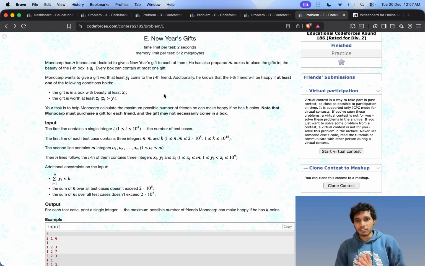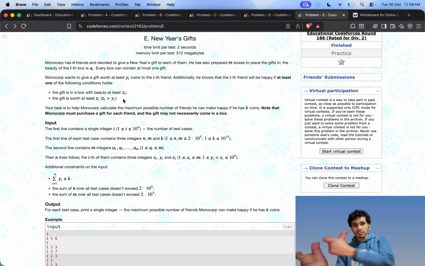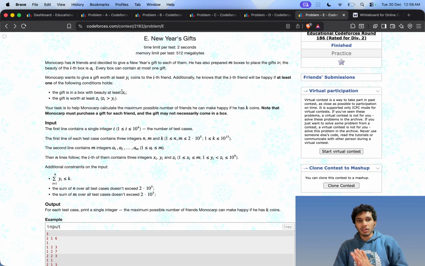Okay, so there are two conditions for a friend to be happy. The first condition is that he has yi coins at least. He will be given yi coins later on if he receives a gift worth zi, where zi is greater than yi. So he requires extra zi minus yi coins to be happy, or he requires a gift with beauty at least xi. Your task is to help Monocarp calculate the maximum possible number of friends he can make happy if he has k coins. Alright, so this is it for the problem statement.